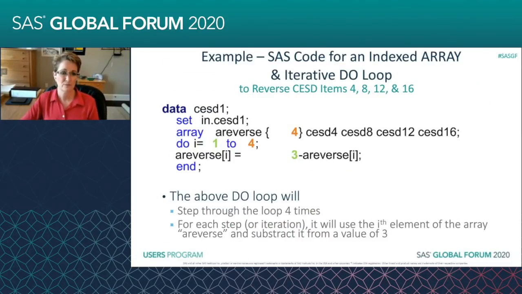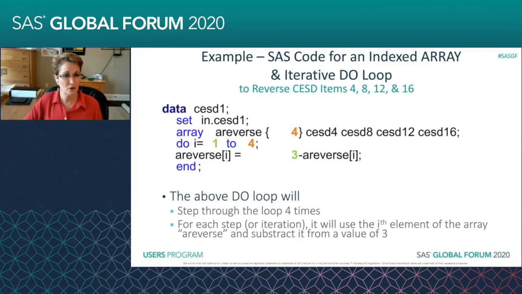So the above do loop will step through the loop 4 times. I've got my array that I indicated before, array A reverse. It's got 4 items, CESD 4, 8, 12, and 16. I start my do loop. I'm going to start my index. I'm going to call it I because I don't like to type, and anytime I can have less typing, I take it. I start with I equals 1, and I'm going to 4. And notice my 4 matches the number of elements in my array.